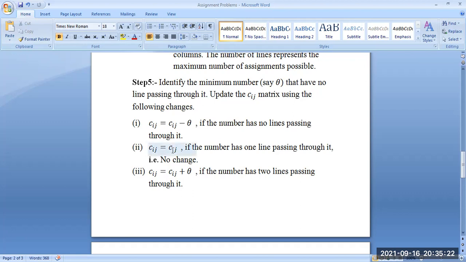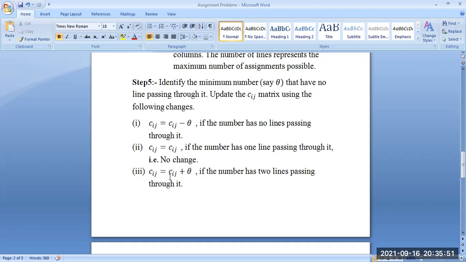Cij equal to Cij remains Cij if the number has one line passing through it. That is, there is no change. Cij remains Cij. If one line passing through it, there is no change in that row or column. Cij equal to Cij plus theta if the number has 2 line passing through it. अगर किसी नंबर से 2 लाइन पास हो रही है, it means वहां प्लस का साइन बनेगा. It will make a plus sign.